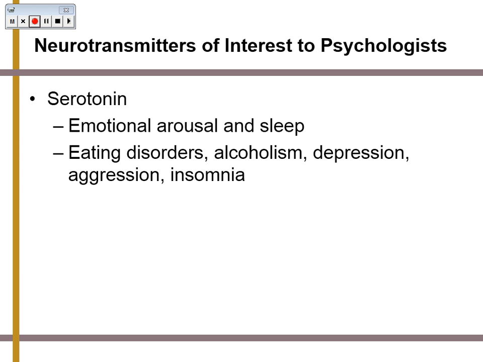Make sense? Eating disorders also. Eating disorders are literally a chemical imbalance. Anorexia or bulimia are actually chemical imbalances. Okay? Alcoholism, chemical imbalance. This is why it's now listed as a disorder.